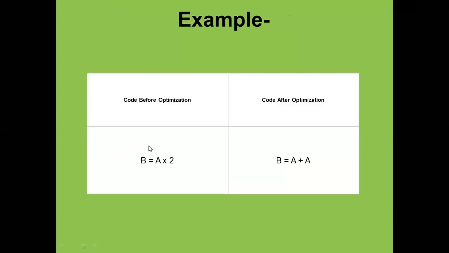Now here we can see code before optimization: b is equal to a into 2. Code after optimization: b is equal to a plus a. So we can write here like this. No need to involve this multiplication here, because to execute the multiplication, it will take more run time, more compile time. So we must avoid such type of multiplication.